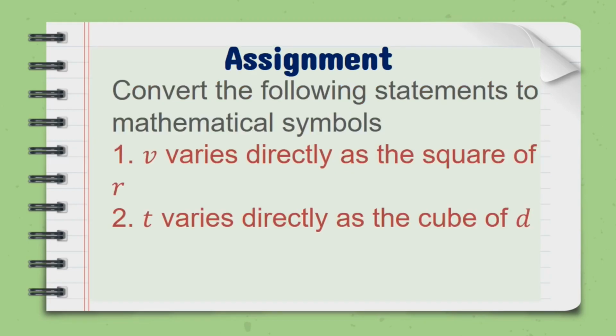Let's try this assignment. In this assignment, you have to convert the following statements into mathematical symbols. The first example, v varies directly as the square of r, and the second example, t varies directly as the cube of d. Kindly submit your answer in the comment section.